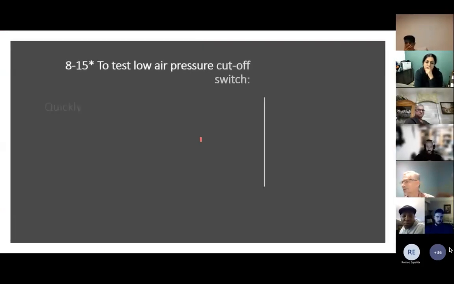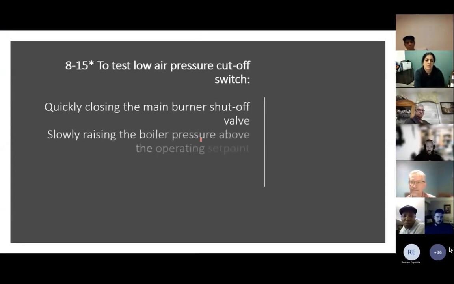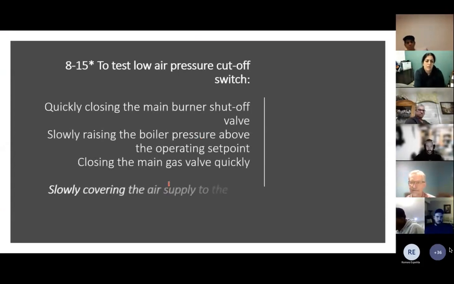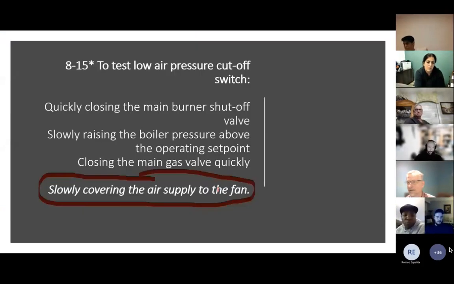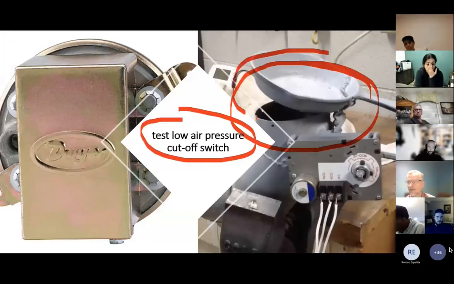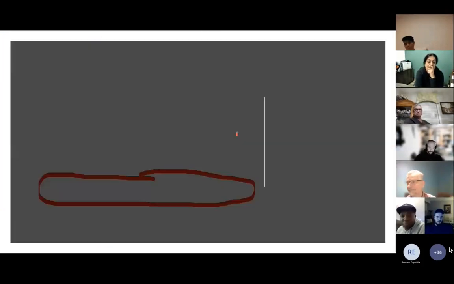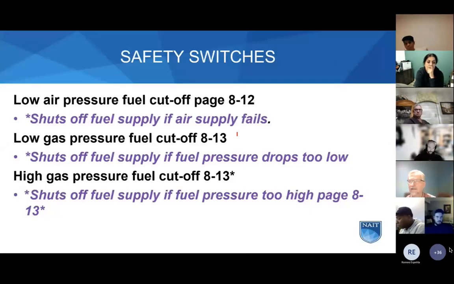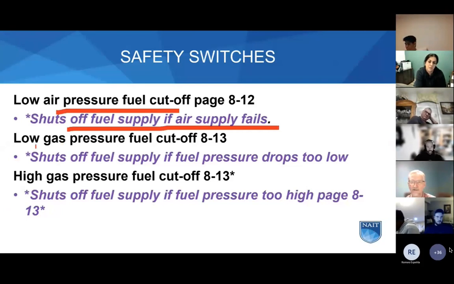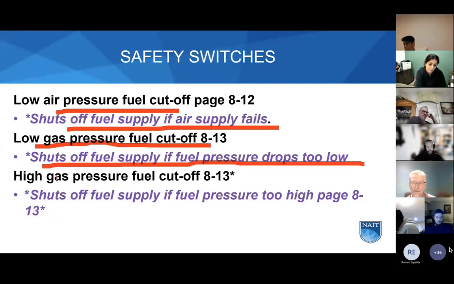Proper procedure is slowly covering the air supply to the fan. So he didn't have it too wrong. This would actually work. So other safety switches in a system: low air pressure fuel cutoff shuts off fuel supply if the air supply fails. Low gas pressure fuel cutoff shuts off fuel supply if fuel pressure drops too low.